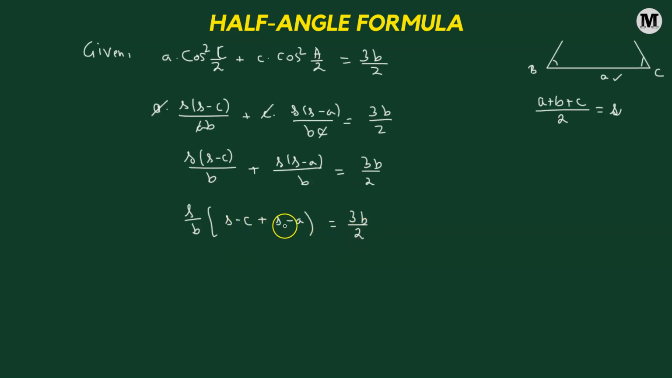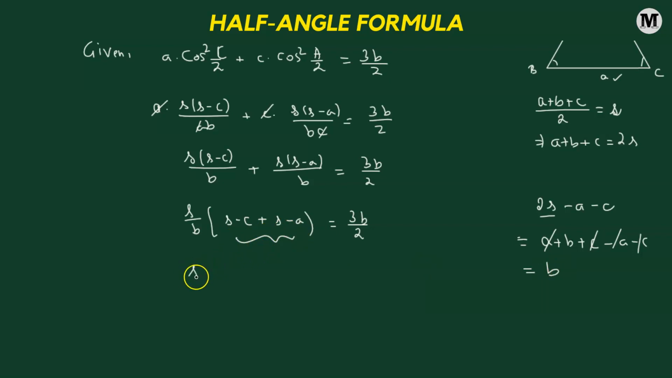Now what is s minus c plus s minus a? That's going to be 2s minus a minus c. However, here we know that a plus b plus c equals 2 times the semi-perimeter. So that means we can replace this 2s with a plus b plus c, and we have to subtract a and c from it. Subtracting a and c leaves us with b. So this entire expression within the parentheses can be replaced with b, so that we get s over b multiplied by b equals 3b over 2.